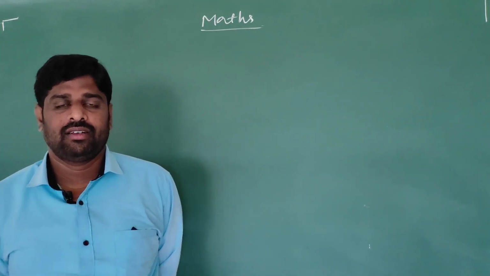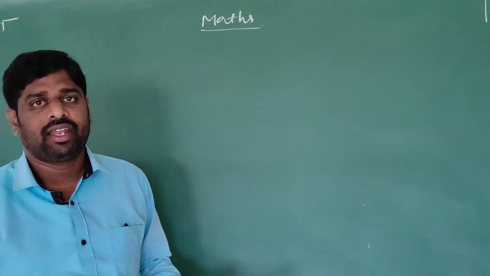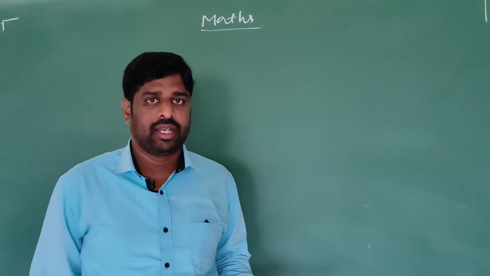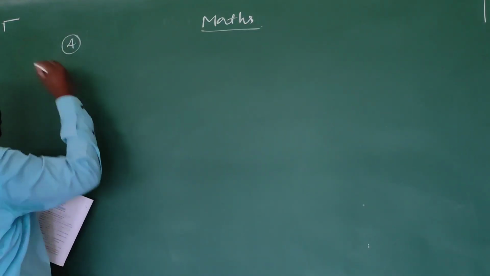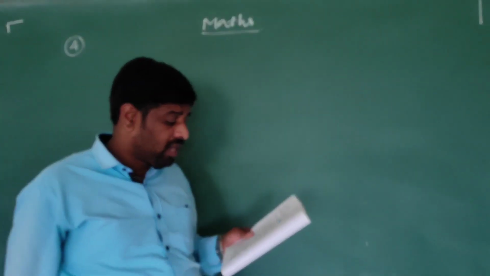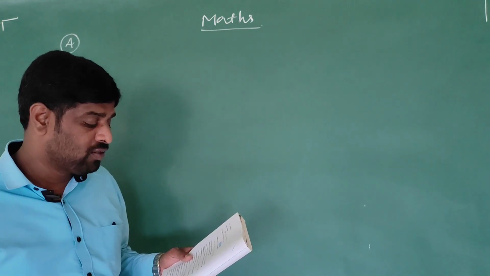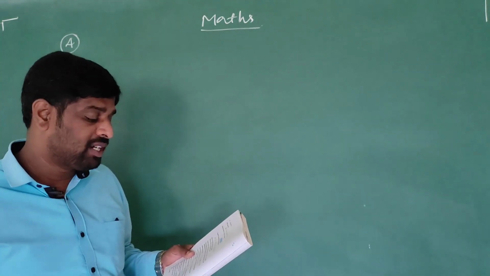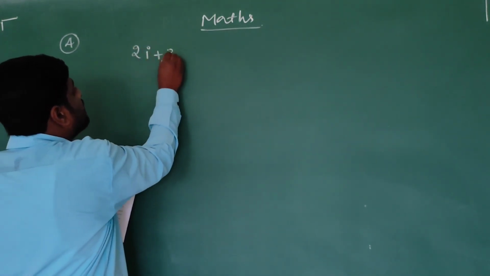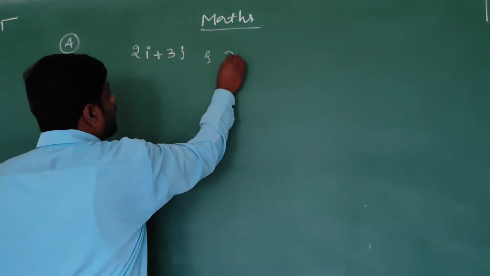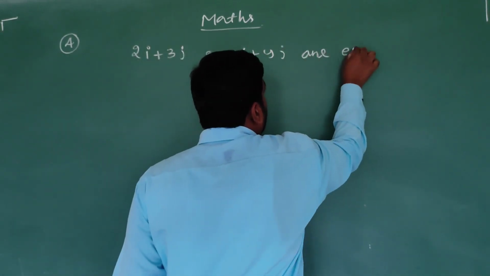In the last session, we already discussed some problems. In exercise 10.2, I discussed 3 problems. Now, problem number 4: find the values of x and y so that the vectors 2i plus 3j and xi plus yj are equal.